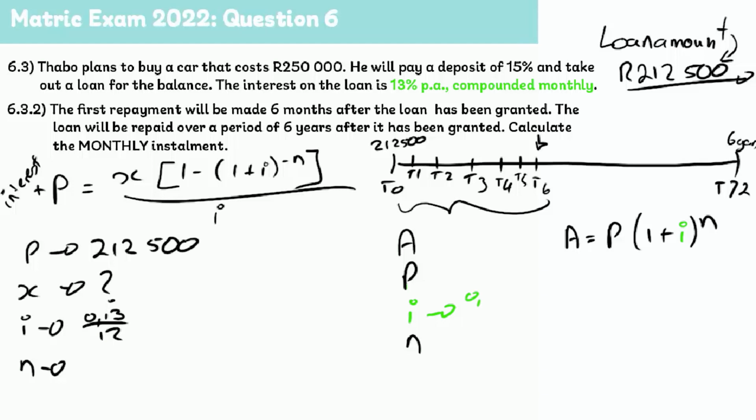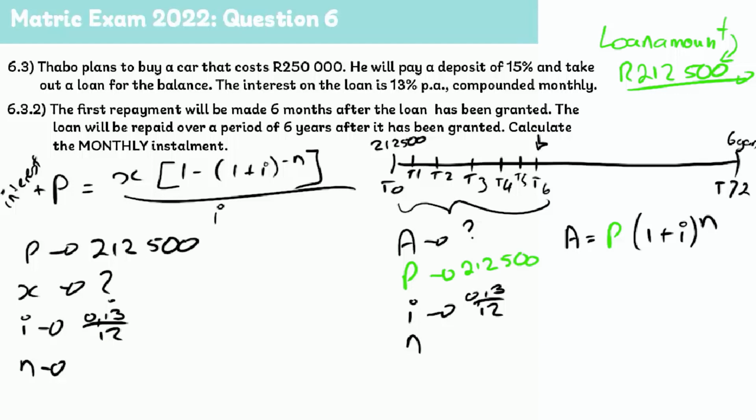Change it to a decimal format. It's 0.13 over 12. A is, in this instance, the amount of interest that has been accumulated. So we're going to figure this one out. P, in this instance, is different to the P on the left-hand side. P, in this instance, is the original amount which was loaned, which is 212,500.